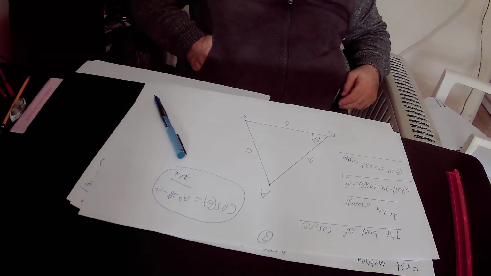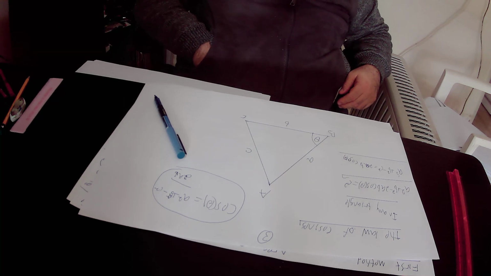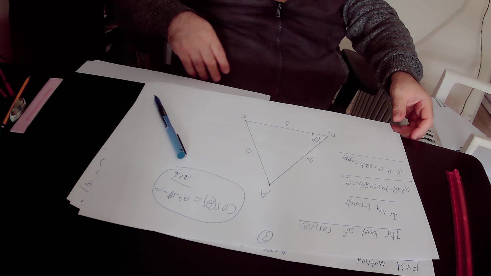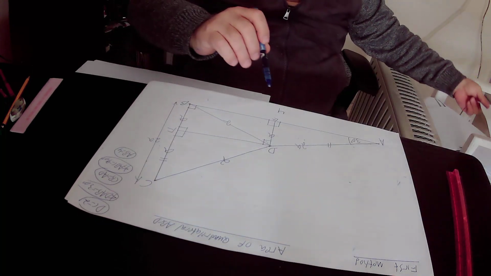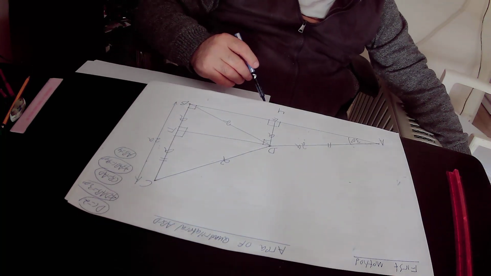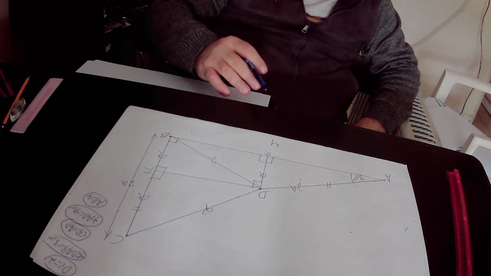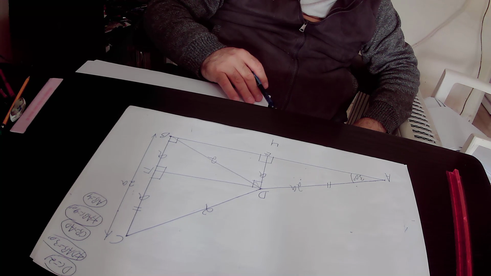We can use this formula in any triangle. So we will implement the law of cosines in our triangle, triangle ADB. I'll copy this triangle onto a new page and we'll implement the law of cosines in this triangle, triangle ADB.